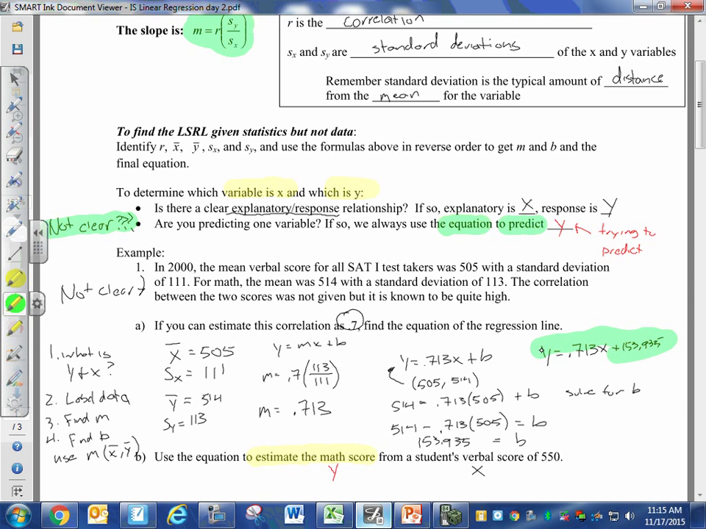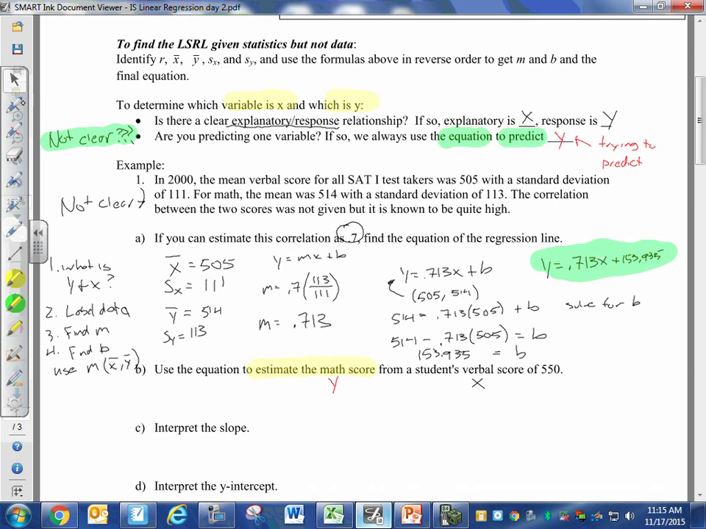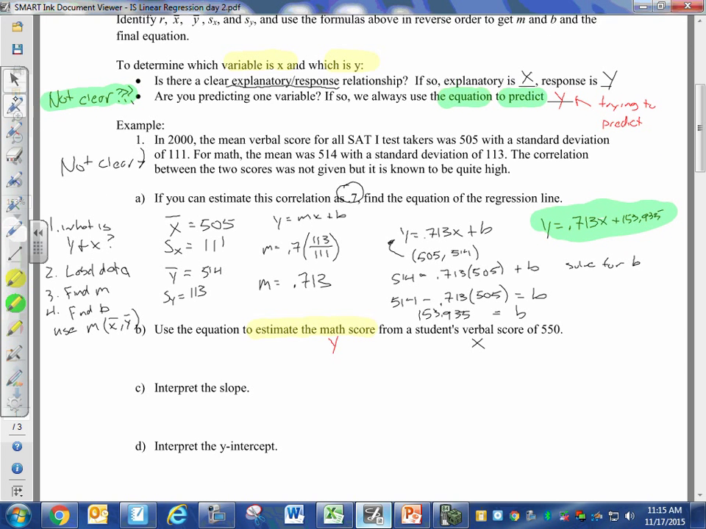Notice, a lot of steps. Do you have to write all this work? No, of course not. You could do this a little bit quicker as long as you know what equations you need to use and how one thing is going to relate to the other. All right, well now part B is to use the equation to estimate the math score, which is a y, from the student's verbal score of 550. So, what is y when x is 550?